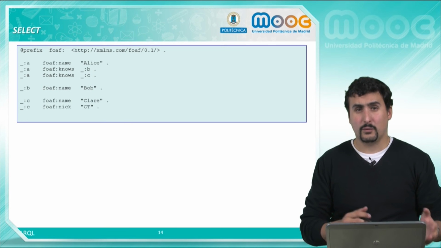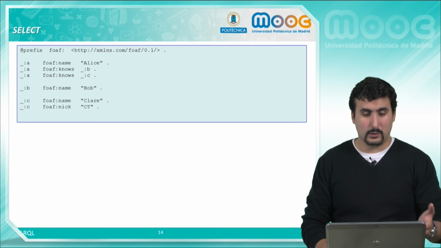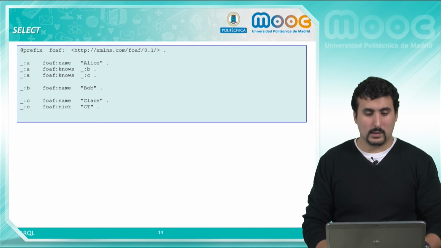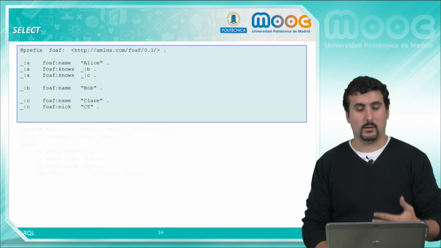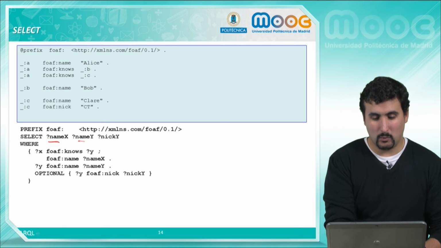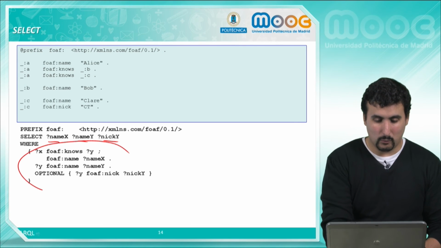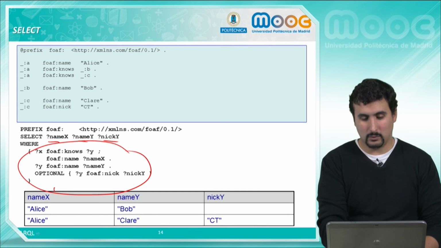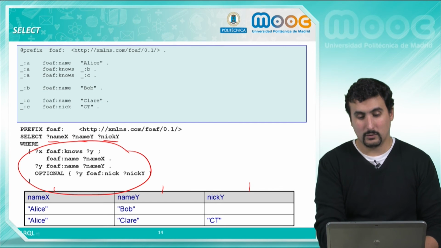So, as stated before, we have 4 different constructors for our queries. The first one, which is the one we have been using in these examples, is SELECT, which allows us to define which variables we want to retrieve from the WHERE clause. In this case, we are saying that we want to select xname, yname, and nick y, which are variables that we have been using in our WHERE clause, obtaining the results that we can display as a table, as we see here, for each of the variables in the SELECT.